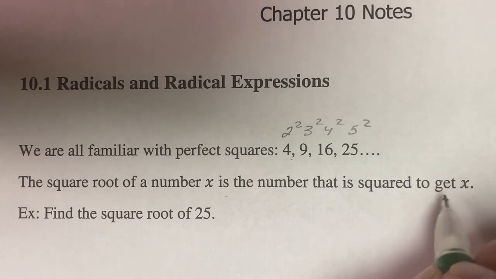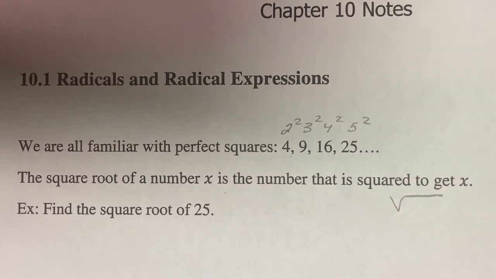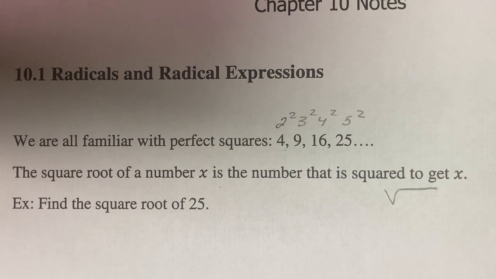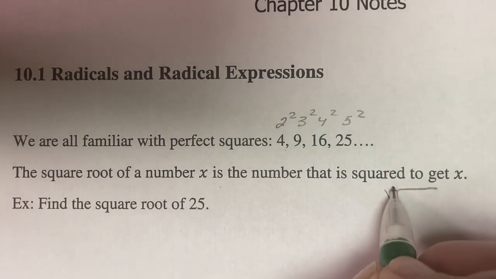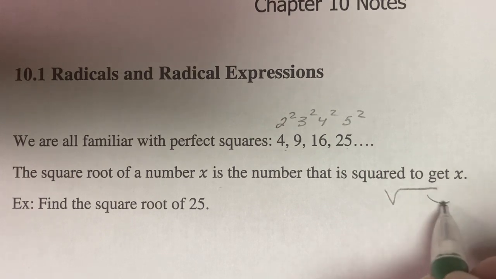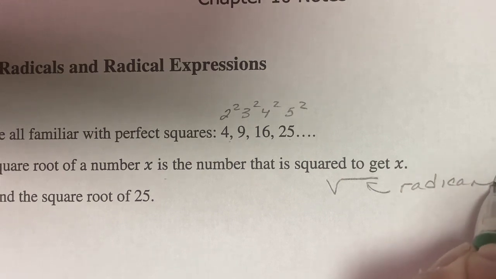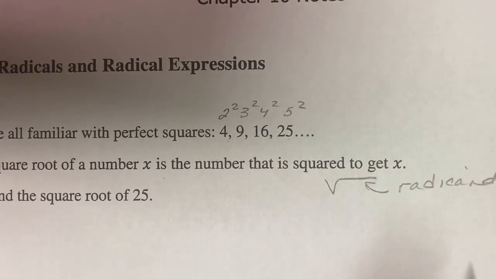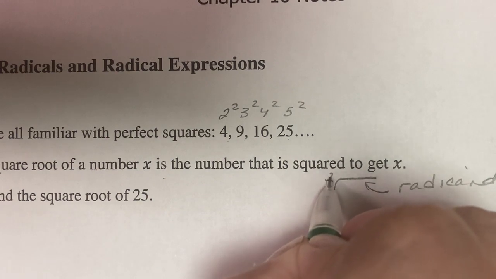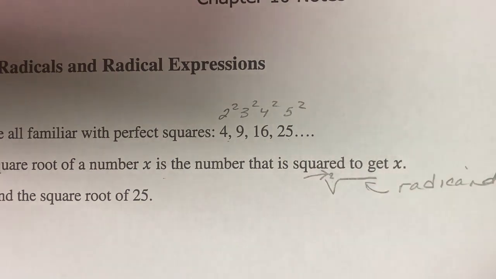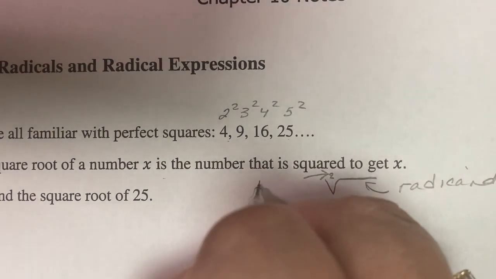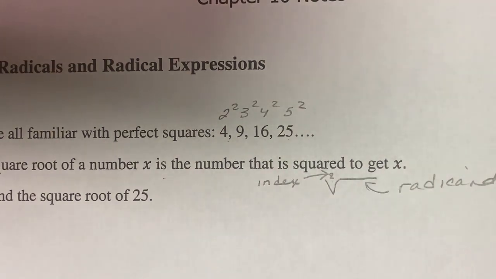Now, when we talk about square roots, we are going to use this symbol. That's the square root symbol. What's underneath is what we call the radicand. The number here is the type of root we're talking about. If there's nothing there, it's considered the square root. That we're going to call the index, and we're going to be changing our indices as we go throughout.